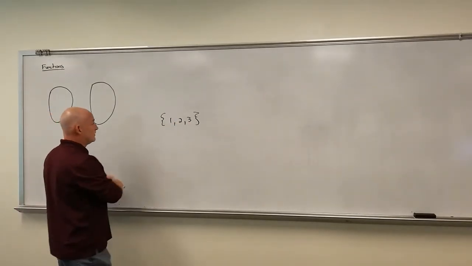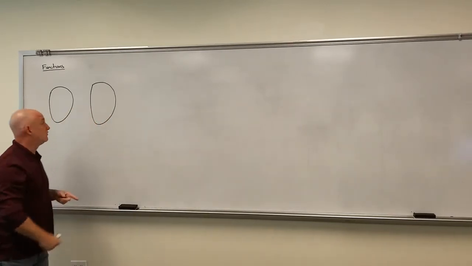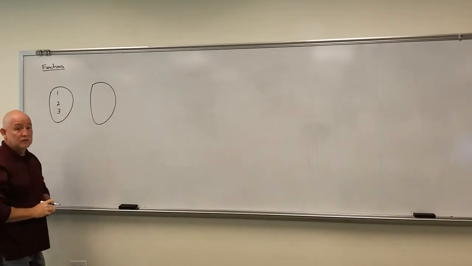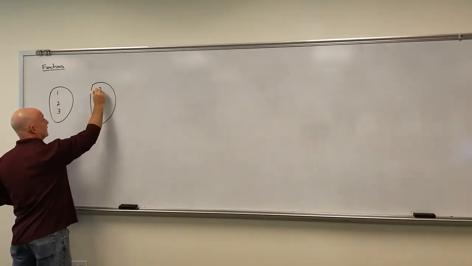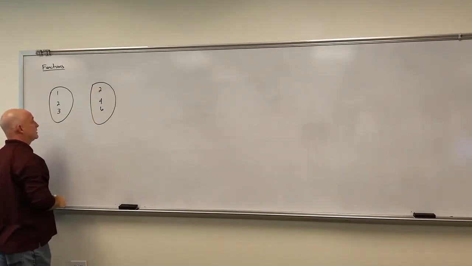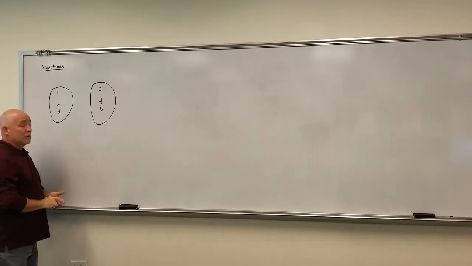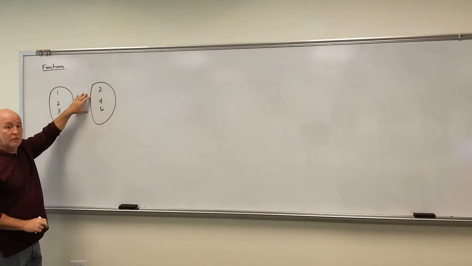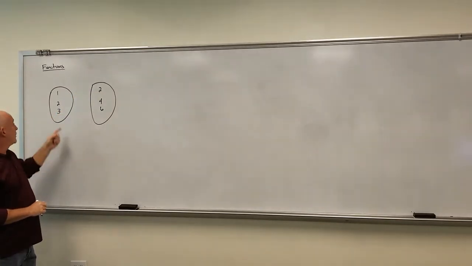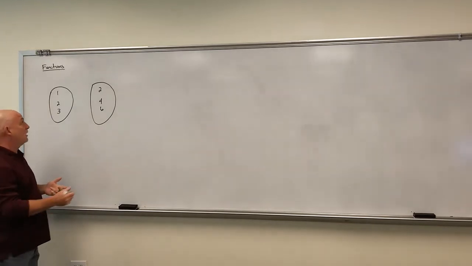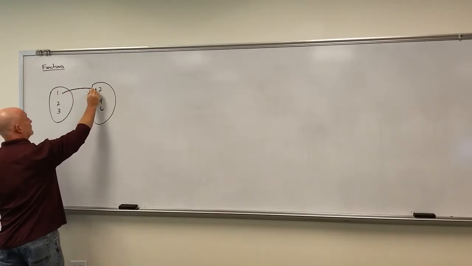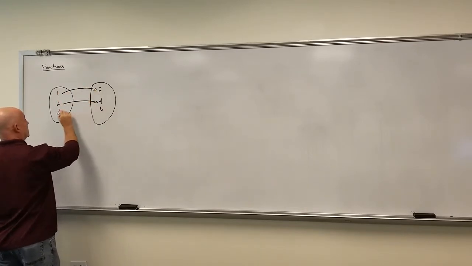So let's say, this is just a different representation. Let's say here we have a set, and in this case, it has the numbers 1, 2, and 3. And for this set, I don't know, 2, 4, and 6. Now, we're going to try to imagine some invisible machine here in the middle. We're going to take these numbers over here, plug them into the machine, and see what happens. I'm going to draw these arrows to show what is going to happen when we plug them into that machine.